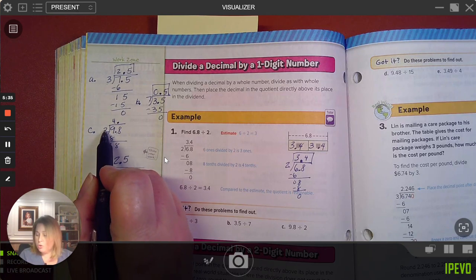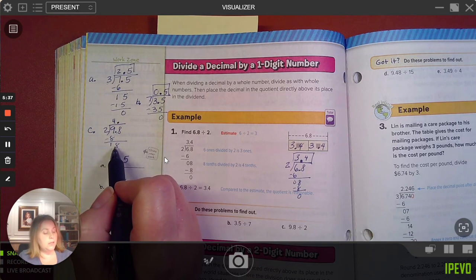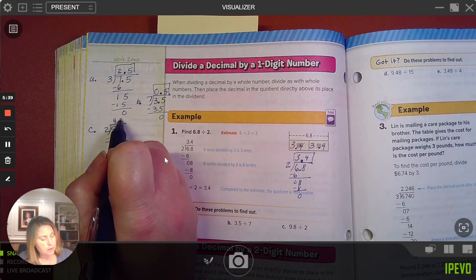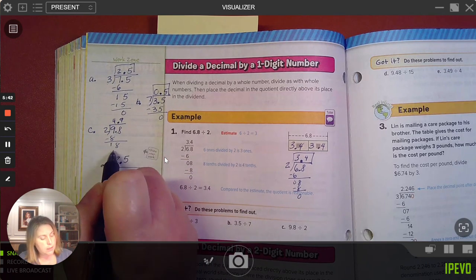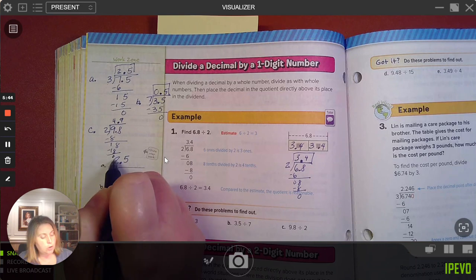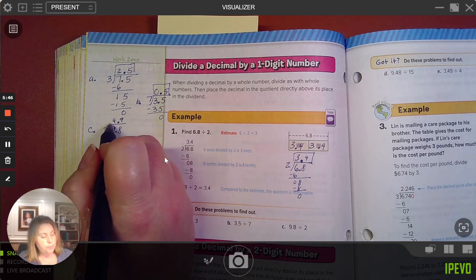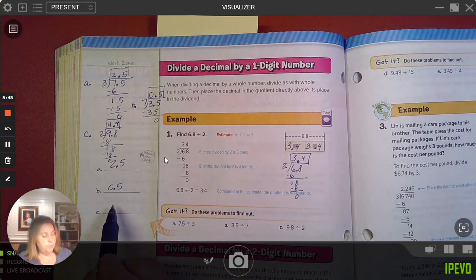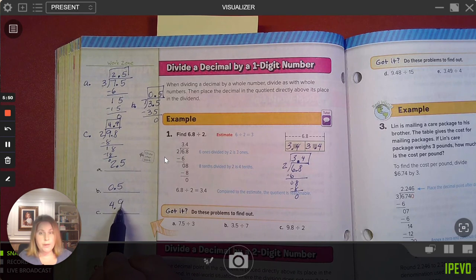How many times does 2 go into 18? It goes in 9 times. 9 times 2 is 18. Subtract, we get 0, and there's nothing else to bring down. So our answer is 4.9.